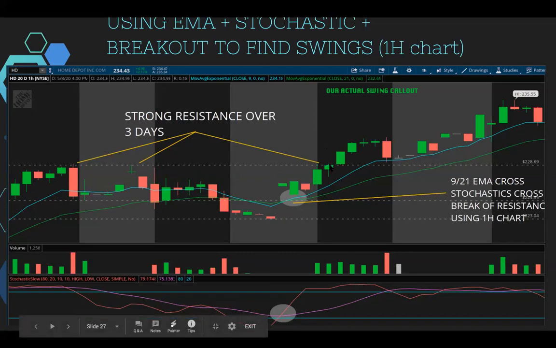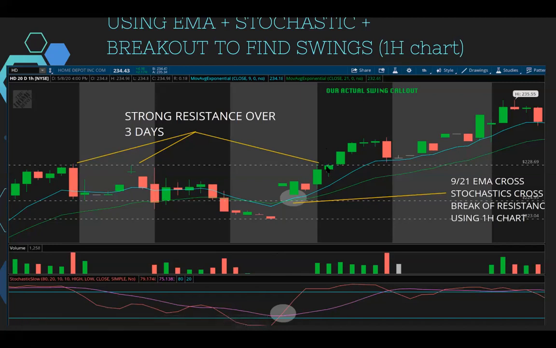You have the cross happening, and you don't necessarily want to enter before the breakout, right? You want to enter after it breaks out and establishes itself. Then that's when you swing it.